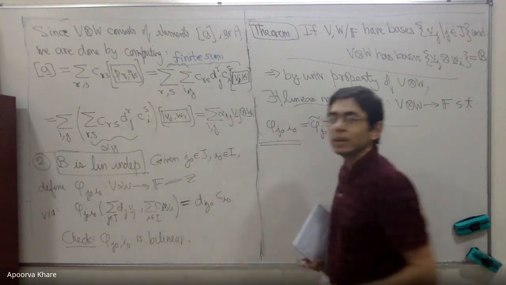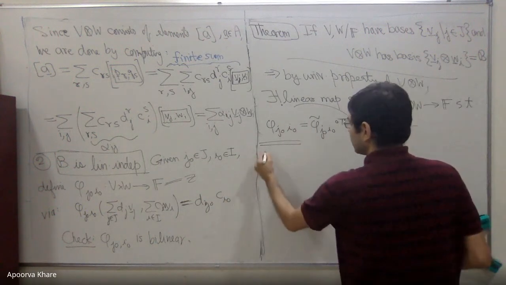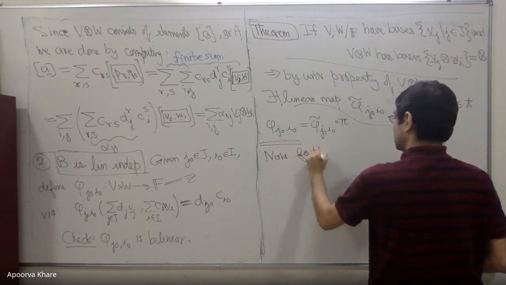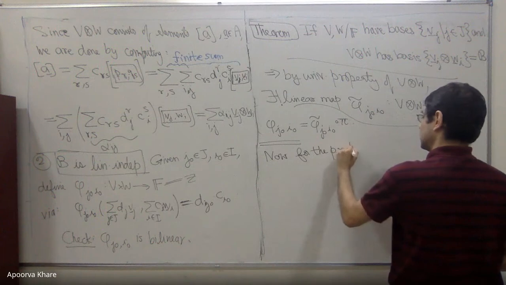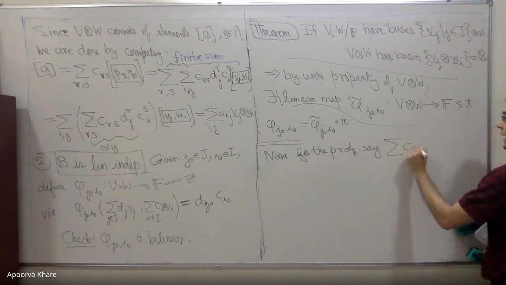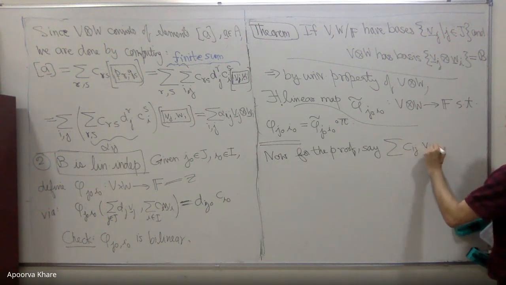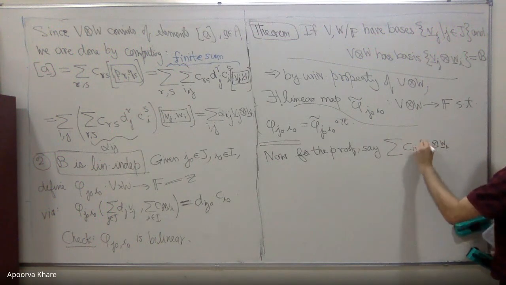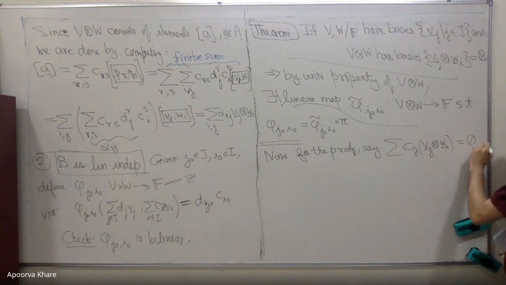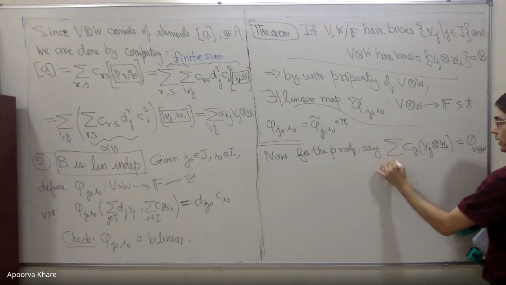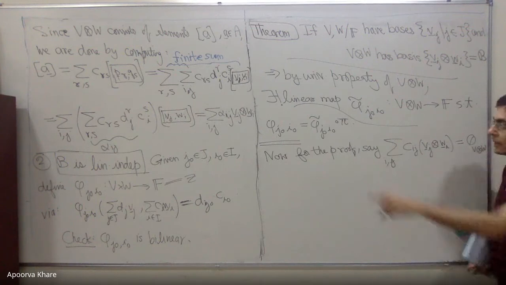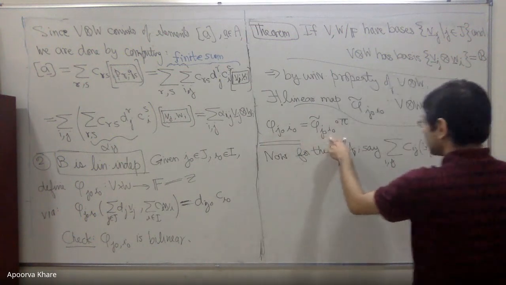Suppose this set B has a dependence. So now for the proof. Suppose there is a linear relation, which is the summation of Cij Vj tensor Wi equals 0 in the vector space V tensor W. And again, it is a finite sum, over i in I and j in J. Suppose this is true, then I can apply phi tilde J naught I naught.